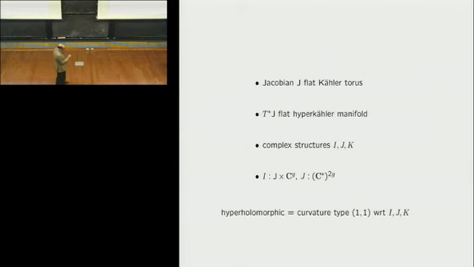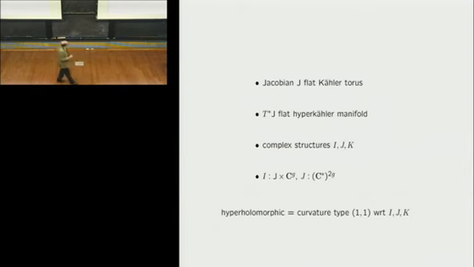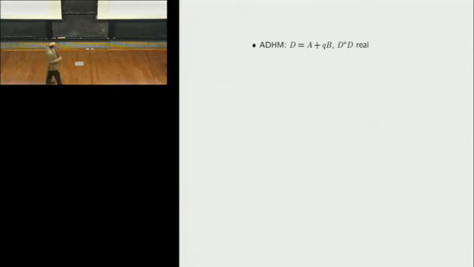Okay, so this is what hyperholomorphic means, that the curvature is of type 1,1 with respect to I, J, and K. And what that means in particular is that it has a holomorphic structure with respect to I, J, and K as well. So why is it hyperholomorphic? Well, I'll give you two ideas of the reason. One is going back to the ADHM construction, which is, of course, a long time ago. But the idea there is that you have quaternionic matrices, A and B, which depend linearly on a quaternion Q, and they satisfy the condition that D star D is real.